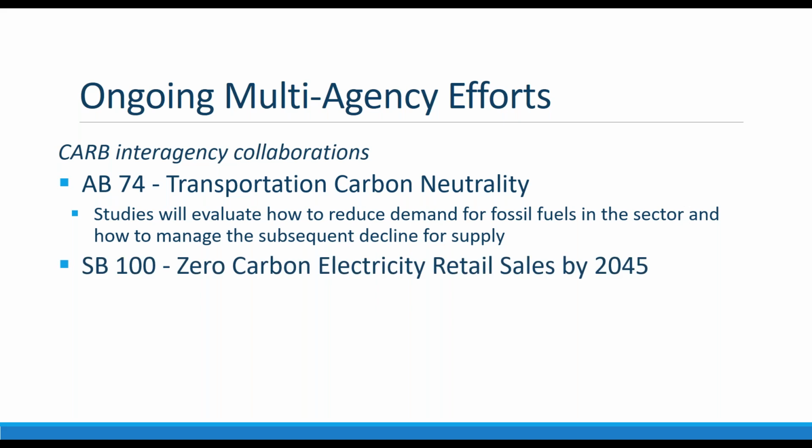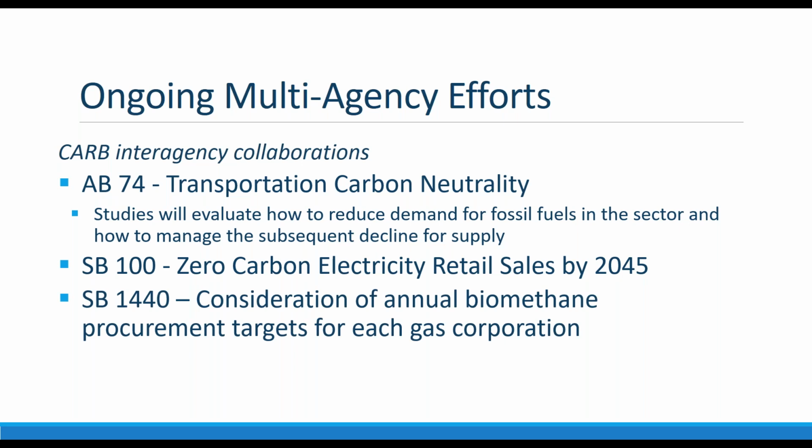SB 100 charges the CPUC, CEC, and CARB with planning for 100% of total retail sales of electricity in California that come from eligible renewable energy resources and zero carbon resources by the end of 2045.